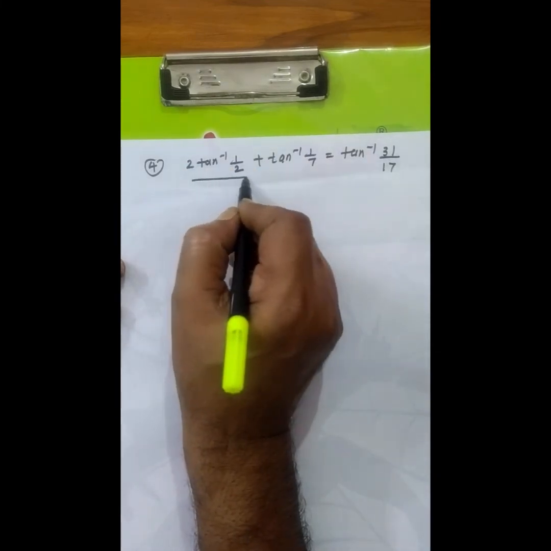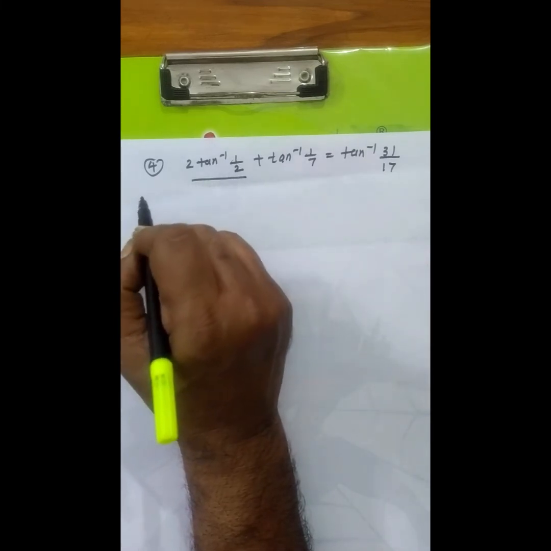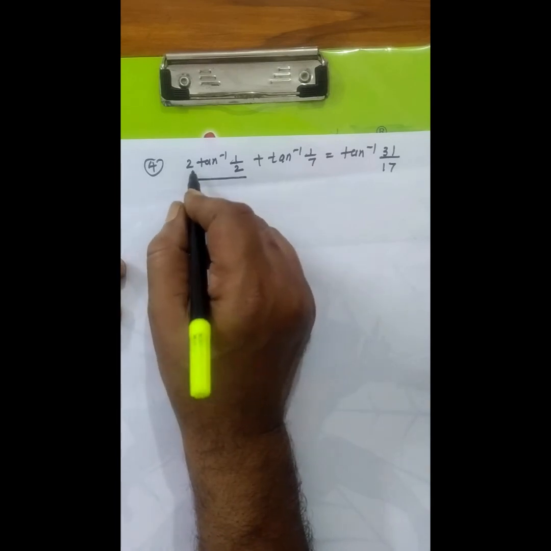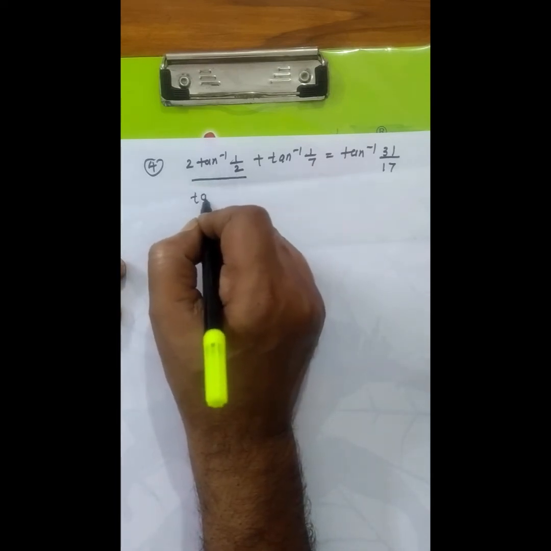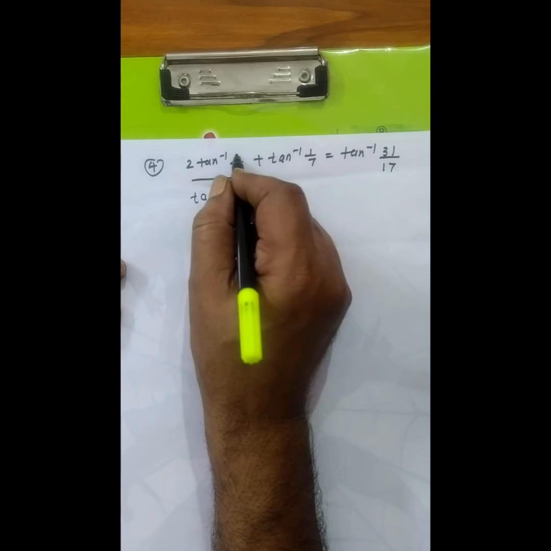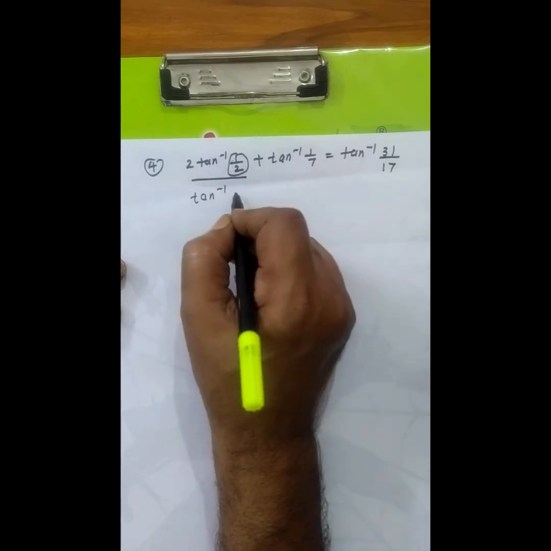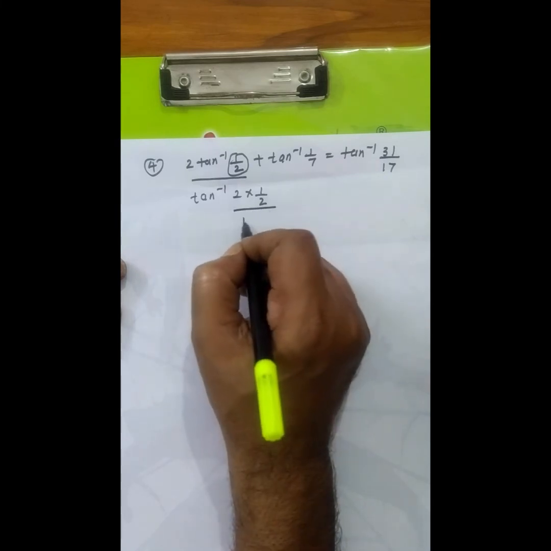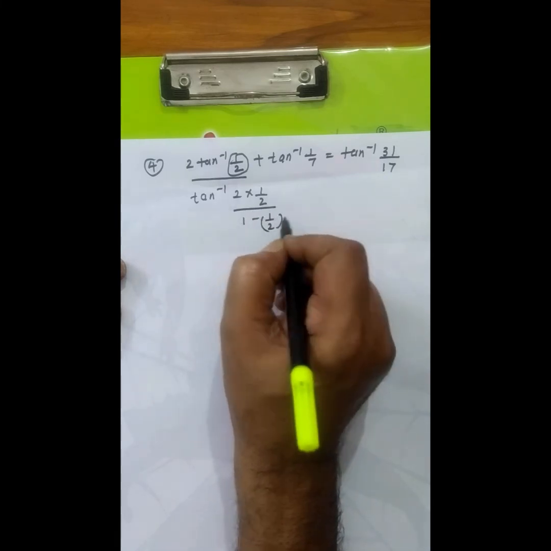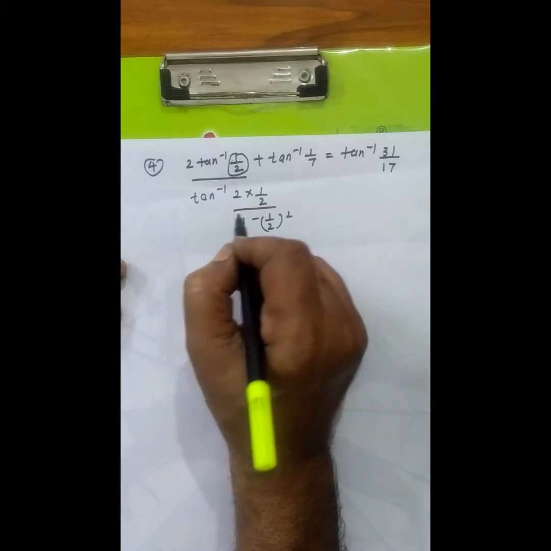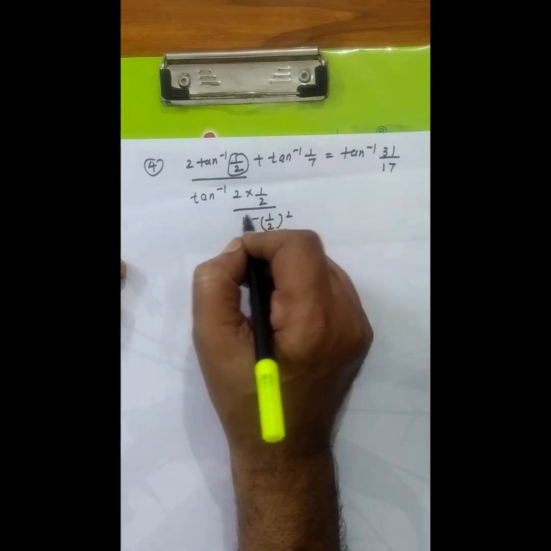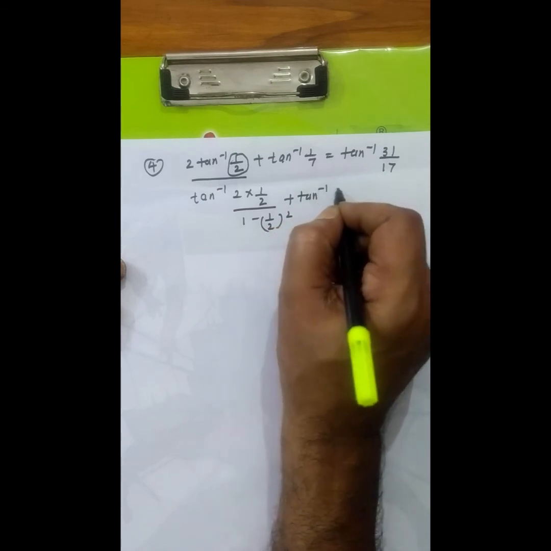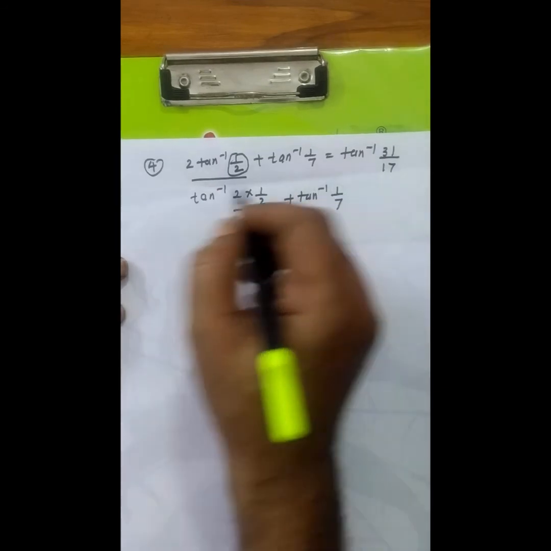First I will expand this using the 2 tan inverse of x formula, that is tan inverse of 2x upon 1 minus x square. So 2 tan inverse of 1 by 2 is tan inverse of 2x into x, where this is the value of x. So it is tan inverse of 2 into 1 by 2 divided by 1 minus 1 by 2 whole square, plus tan inverse of 1 by 7, which I will keep as it is. This is your left hand side.